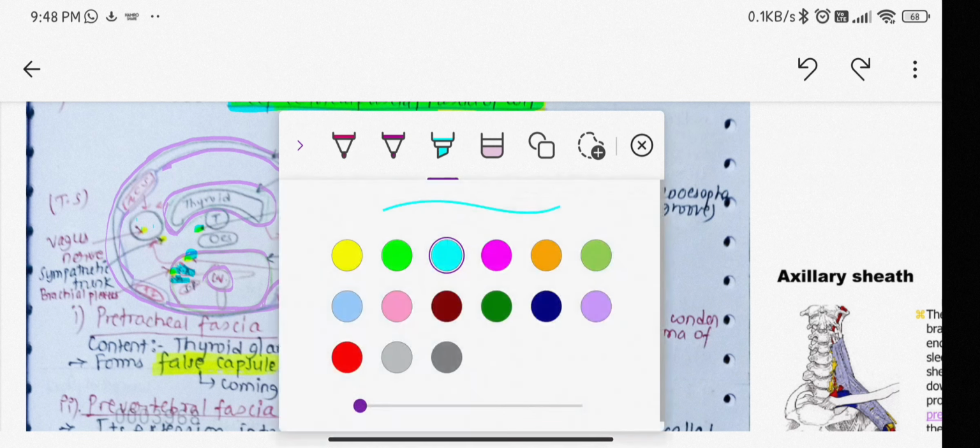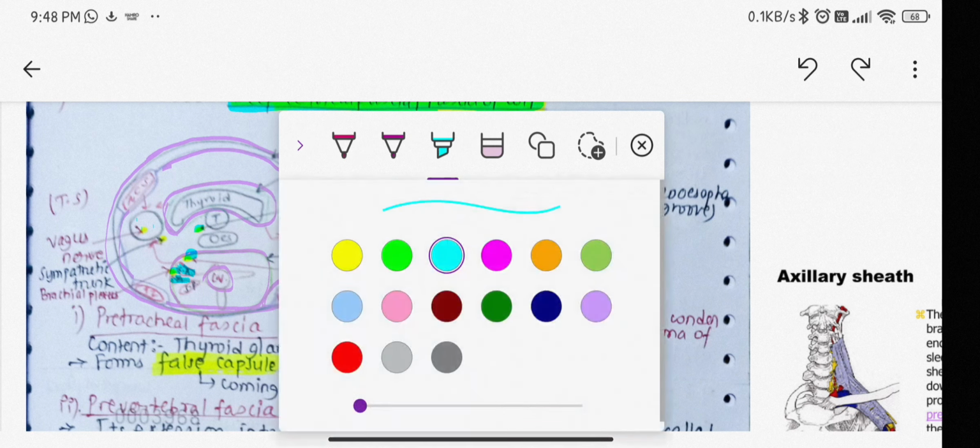Next we have to understand each topic. First we have the pretracheal fascia. The main content of the pretracheal fascia is the thyroid gland, and it forms the false capsule around the thyroid gland. The true capsule of the thyroid gland is actually formed by the condensation of the stroma of the thyroid gland.